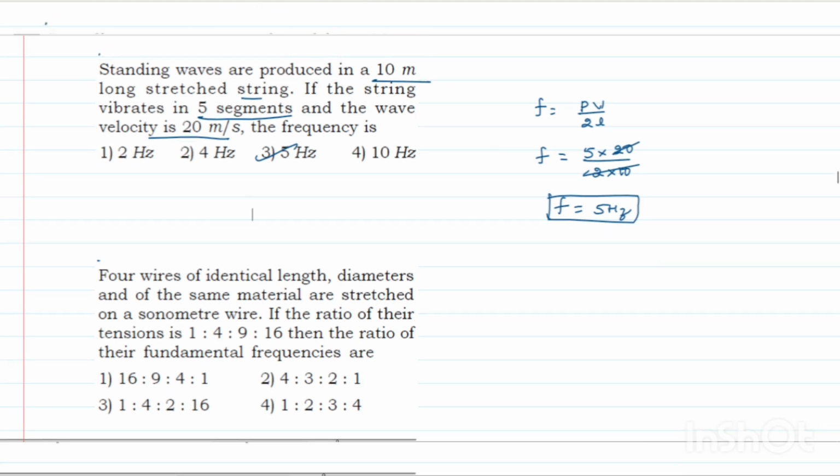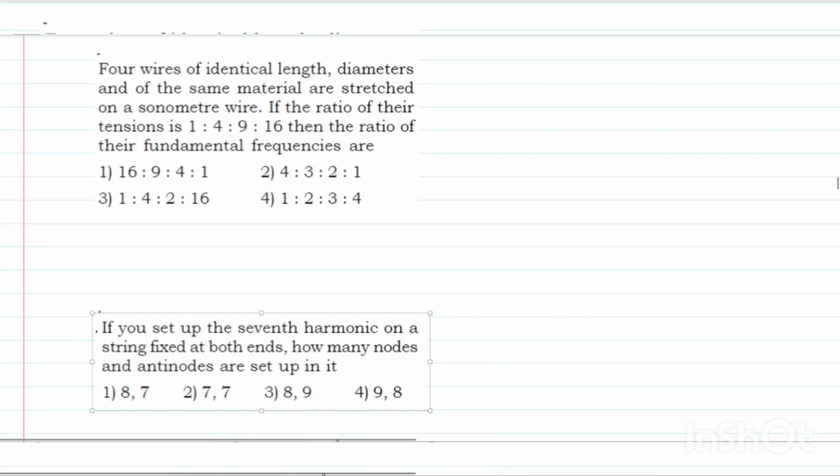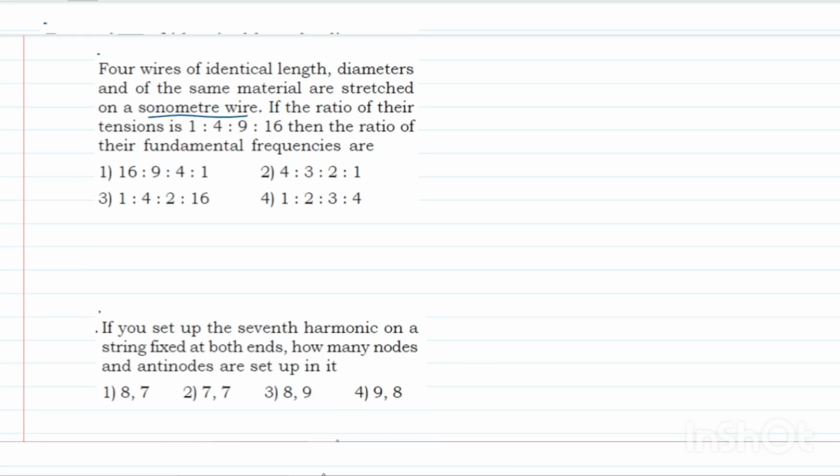Let us see the next question, students. 4 wires of identical length, diameters, and the same material are stretched on a sonometer. If the ratio of their tensions is given as 1:4:9:16, what is the ratio of their fundamental frequencies? So for the fundamental frequency, the formula is f equals 1 by 2L into root over T by mu. Here the tension ratio is given as T1 : T2 : T3 : T4 equal to 1:4:9:16.